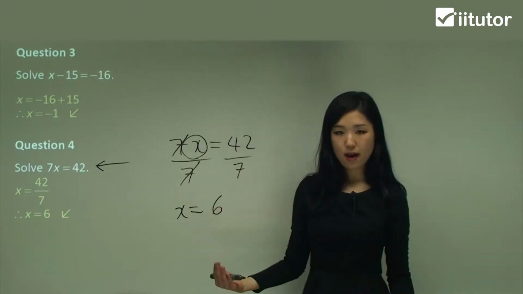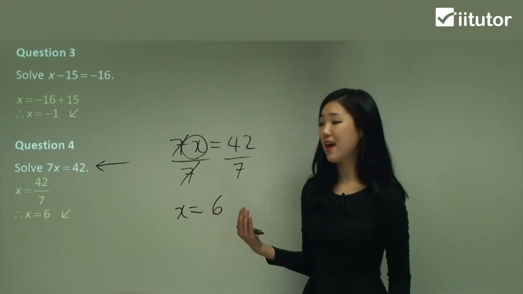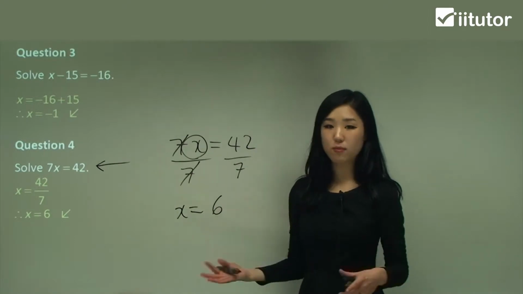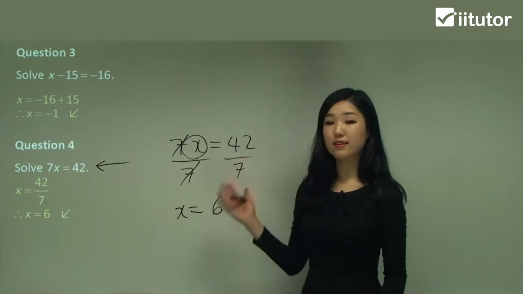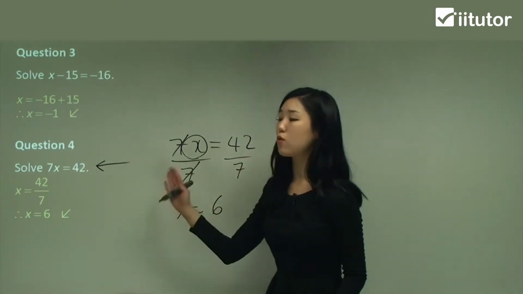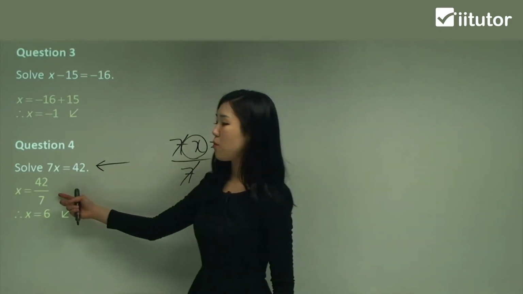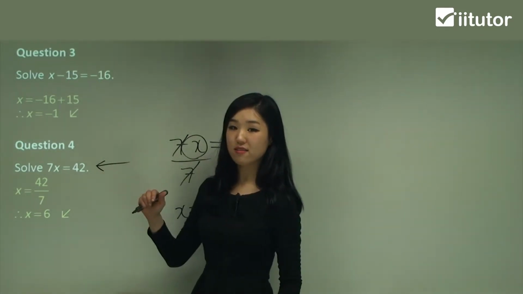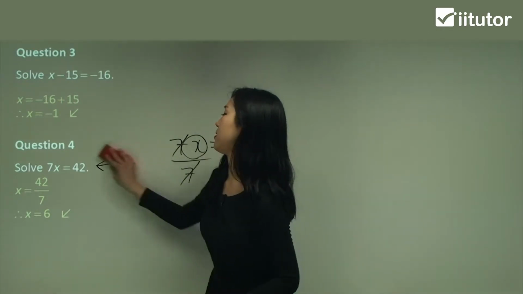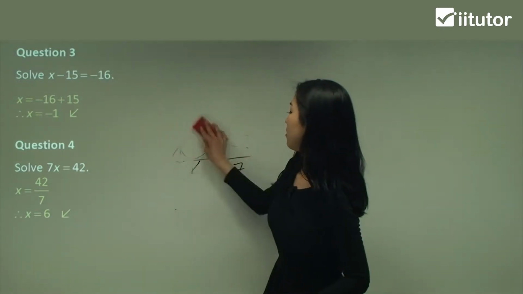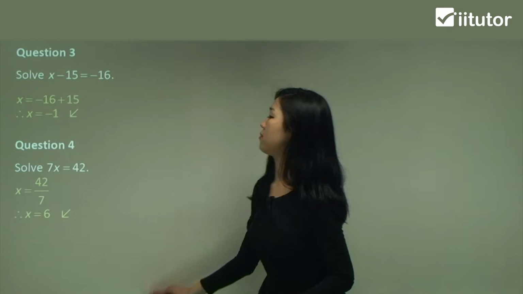That's the idea behind this. So you'll often hear me say divide both sides, do something to both sides. That's the idea. Okay, so whenever we do something, it's always to both sides. But then the working out is just showing you like that. Okay, so make sure you understand what I'm saying. So that was question 4. We simply did division.